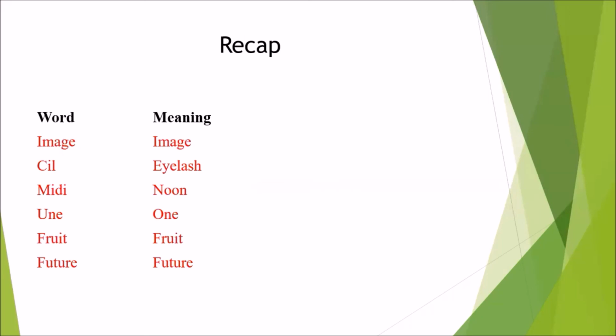Same rule for I. I in first word is beginning with the vowel, so the pronunciation will be image. In second word, I is coming in between a word, so the pronunciation will be seal. In third, two I's are coming together, so first sound will be E and second will be E. Midi. And the example for vowel U is une, means one. Fruit, fruit means fruit. Future means future.